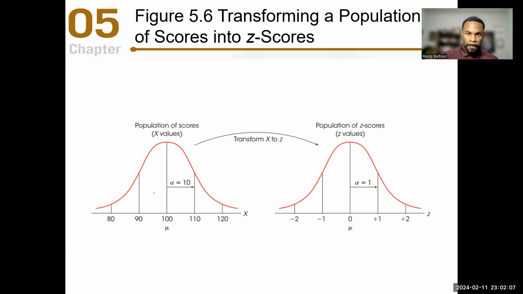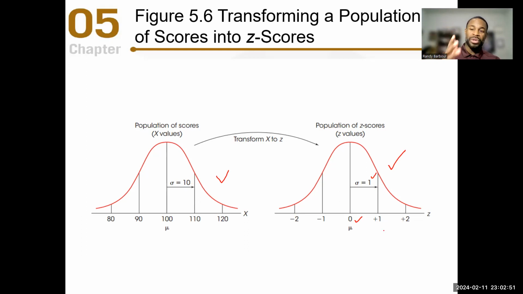For this example, we have our X values. This is a population of scores for our X values. In order to transform these values into Z scores, you have a mean of 100 and a standard deviation of 10. In order to change these X values into Z values, all you're doing is using the Z score formula. The Z score distribution again has a mean of 0 and a standard deviation of 1. That is always going to be true.